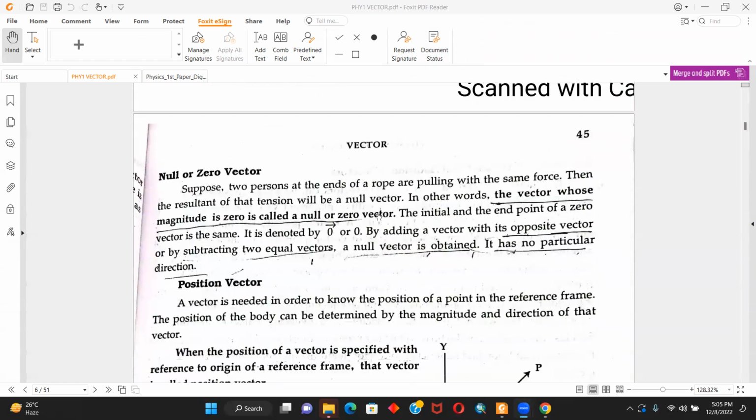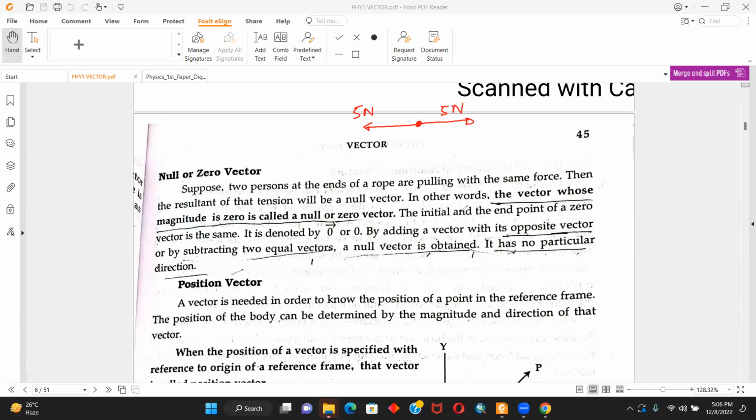Now, next up, null or zero vector. The vector whose magnitude is zero is called a null or zero vector. They don't have any particular direction. You could consider them to be a point. What could be an example of a null vector? Say a tug of war is happening in this direction. They are putting a 5 Newton force and they are putting a 5 Newton force. So they are opposing each other and this point could be termed a null vector or zero vector as it is not moving in any direction.